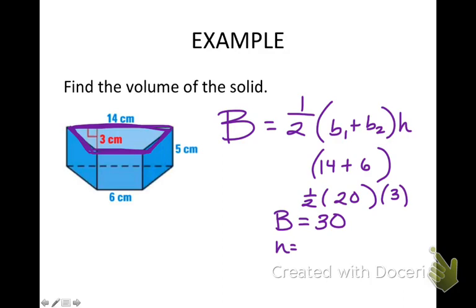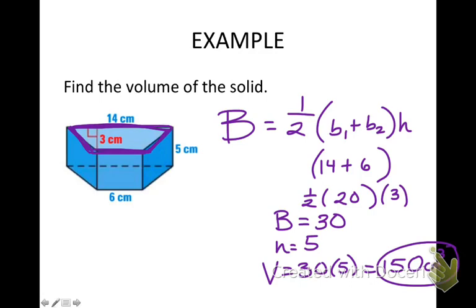Now, don't confuse this H here for this H up here. They're two different things. This is the height of the prism. How high up does your prism stand? 5. Good. So, how do we find volume of a prism? Big B, which is 30, times the height of the prism, which is 5. So V is equal to 30 times 5, which is 150. The units are centimeters cubed. Do not forget your units cubed. Surface area is always units squared. Volume is always units cubed.